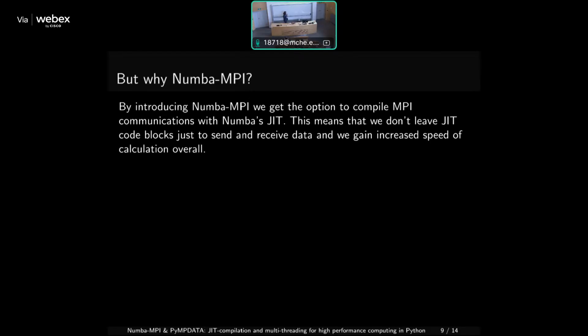So, the idea of why we would even want to compile MPI calls is that if we were to just ignore this issue and let Python handle our MPI communication, we would be in a very weird situation where we would go into a JIT compiled block to do some calculations, then we would have to leave to do the communication, and so on and so forth. That wastes a lot of time.